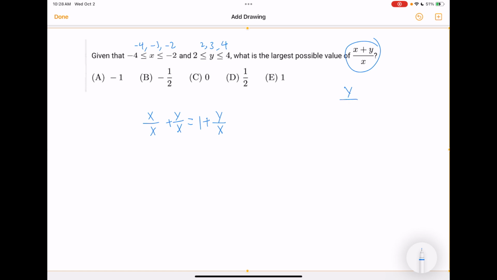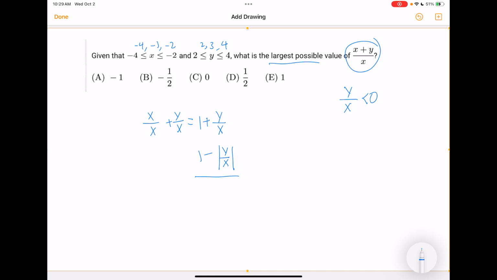So once you take y over x, this is always going to be less than 0 because they are opposite signs. So if y over x is always going to be less than 0, it'll be a negative number. So essentially we have 1 minus the absolute value of y over x. And it's asking us for the largest possible value.